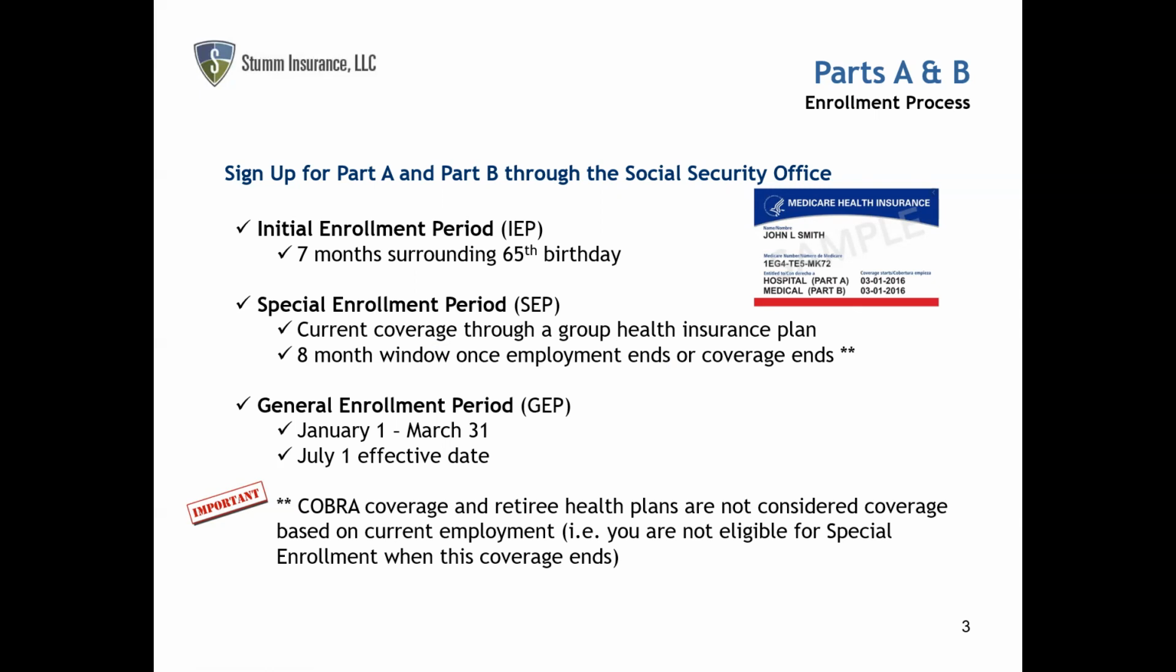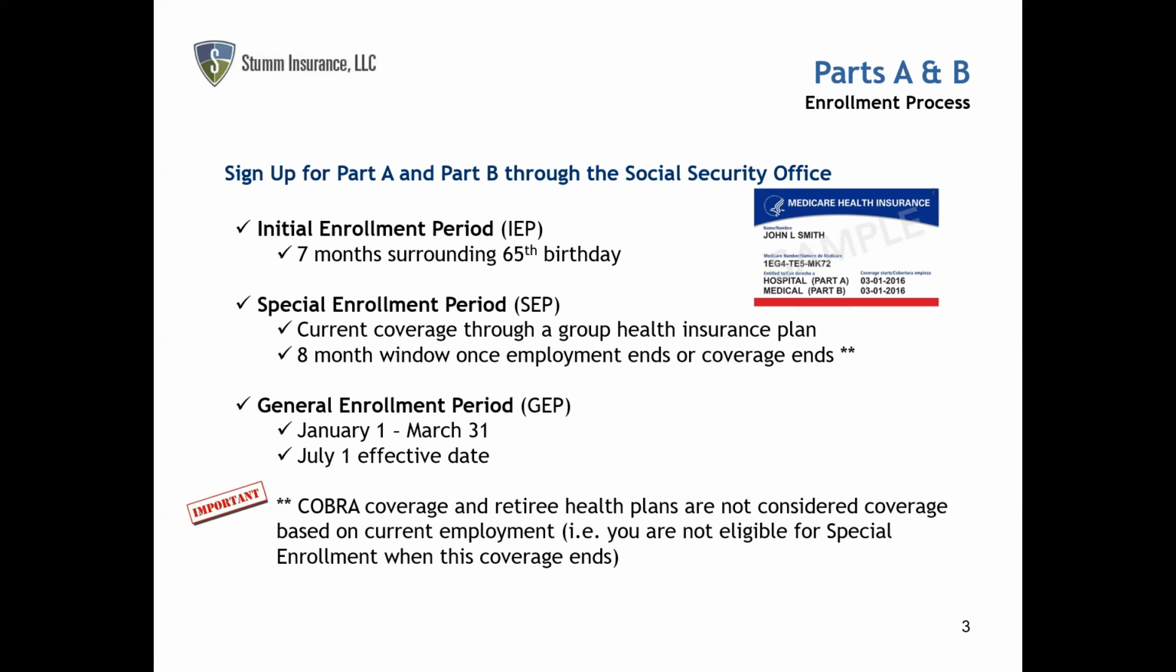So for example, if your birthday were in April, your initial coverage period would start 3 months prior. So you'd have January, February, March, your birth month, April, and then May, June, and July to sign up for Medicare without penalty. Generally, people will sign up in the first 3 months of their initial enrollment period, so that coverage will begin the month of their birthday.